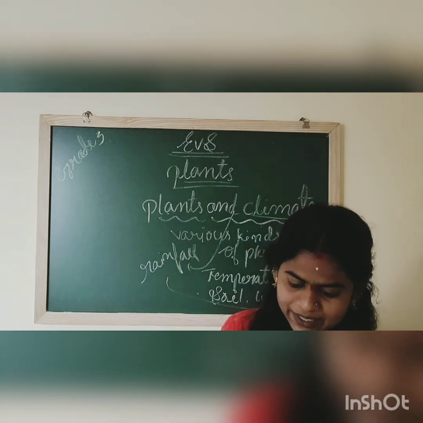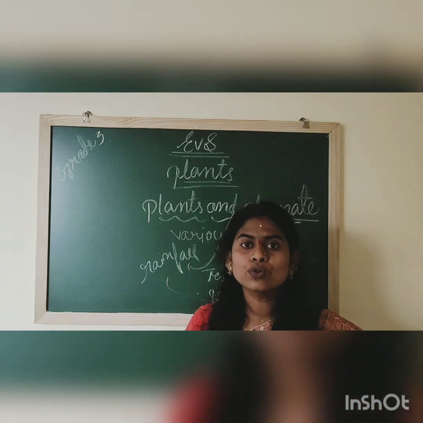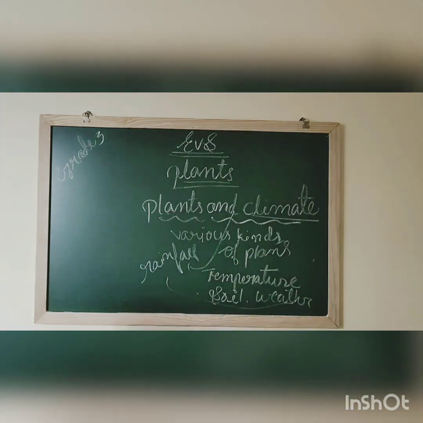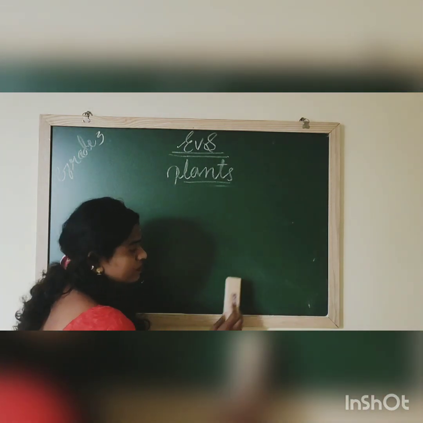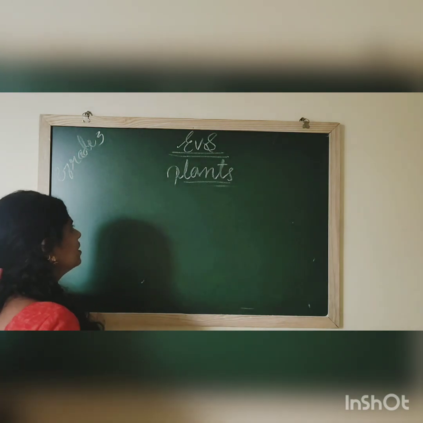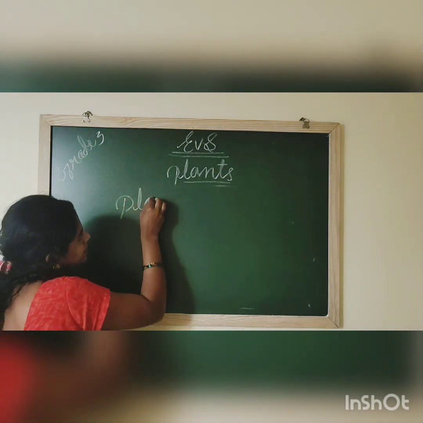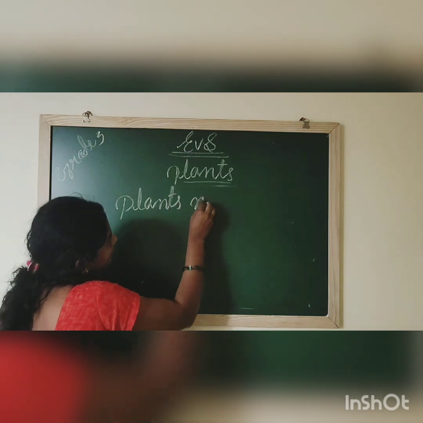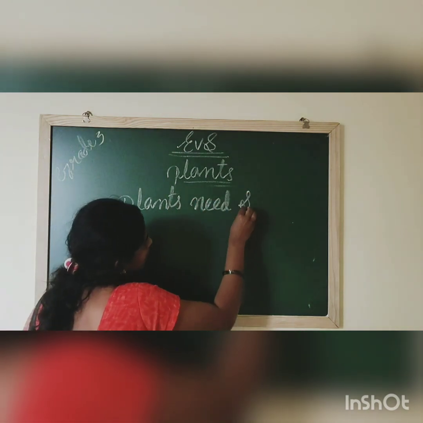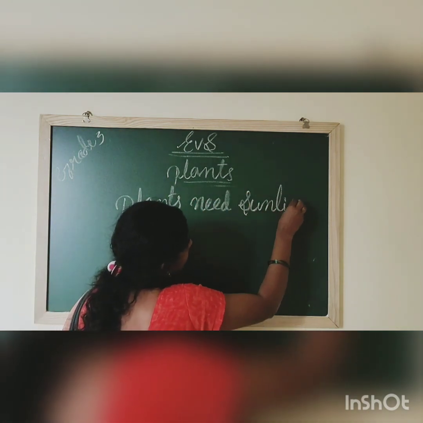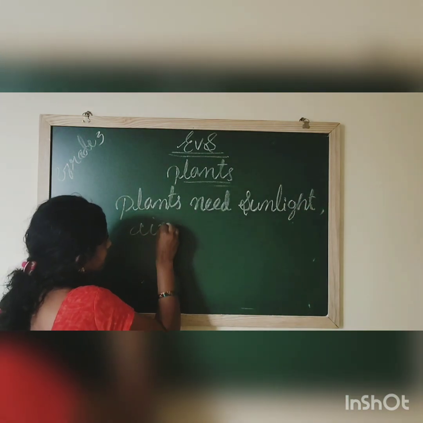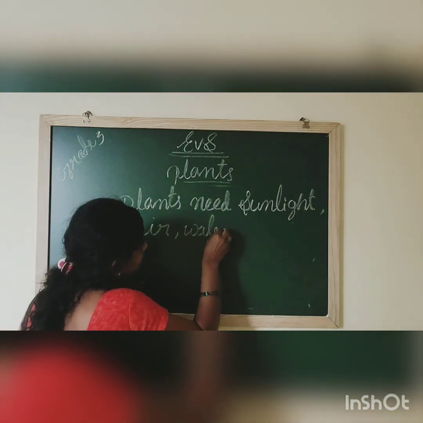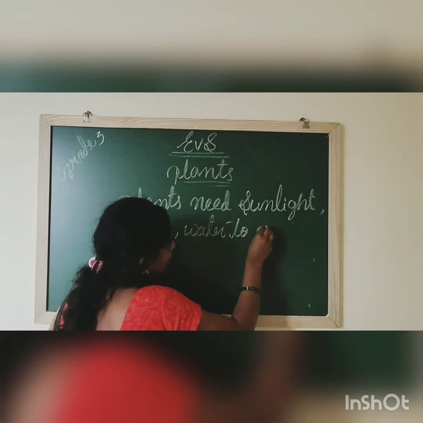Plants need sunlight, air, water, and soil to grow. So what do plants need to grow? Plants need sunlight, air, water to grow.